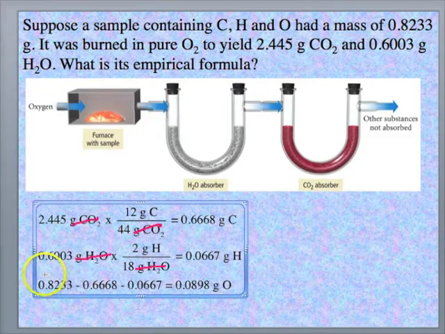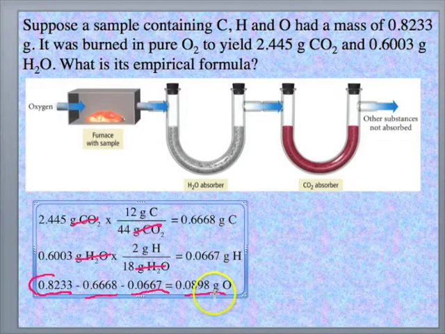In other words, if I know the total weight of the compound before I start out, 0.8233, all right, that's everything, carbon, hydrogen, and oxygen. And now if I subtract the grams of carbon and I subtract the grams of hydrogen, what's left has to be the grams of oxygen right here. So now I have grams of carbon, grams of hydrogen, grams of oxygen in my sample, and I can do the usual calculation to determine empirical formula.